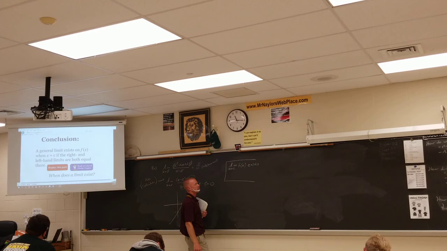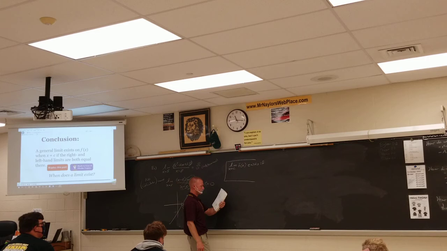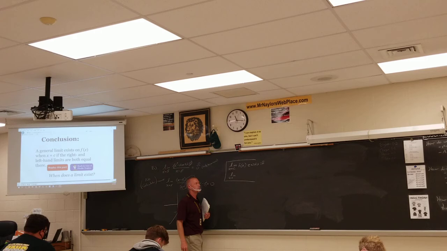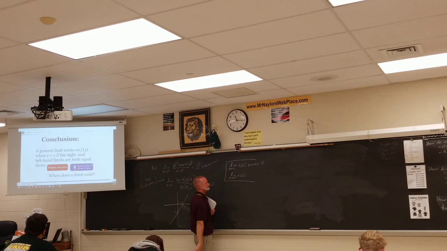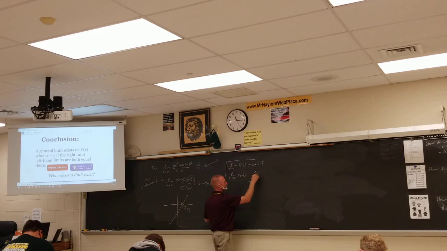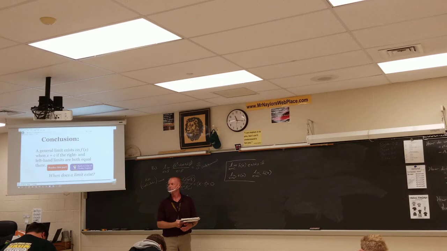It exists if you have two criteria, as it says up here. The limit from the right: we can write this with some notation. The limit from the right would be the limit as x approaches c with a little plus sign. So that's the right-hand limit. The limit from the left would be the limit as x approaches c with a little negative sign. And of course, all we have to do is make them equal.